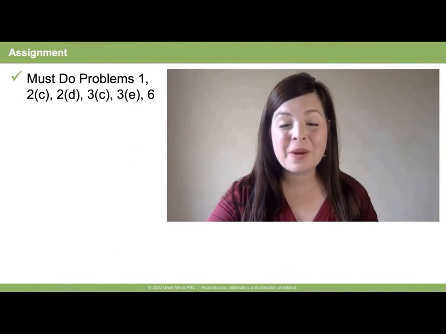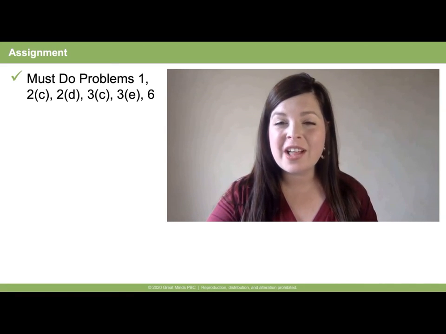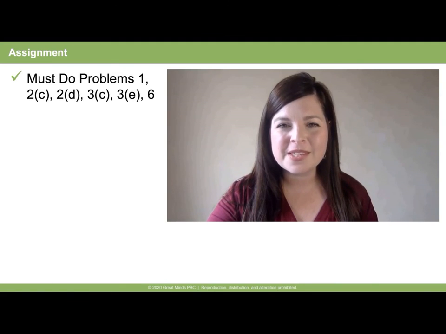I think we're ready for our problem set. On the screen are the must-do problems for the problem set. Set a timer or watch the clock for 10 minutes to work on these problems. Of course, if you have extra time, feel free to try any of the other problems on the problem set as well.